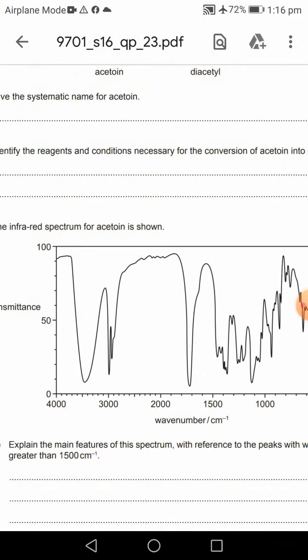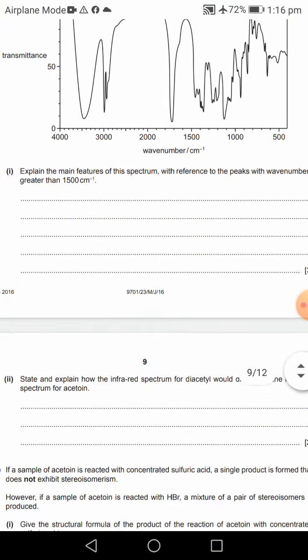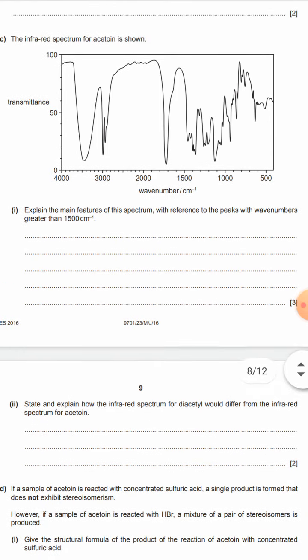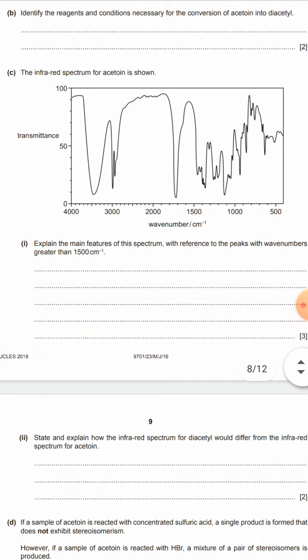Okay, so what was the next question? Infrared. Explain the main features of this spectrum with reference to the wave numbers greater than 1500. Okay, greater than 1500. Look, we have a peak at 1600, 1700, just greater than 1700, which may be 1720 or 30, etc.